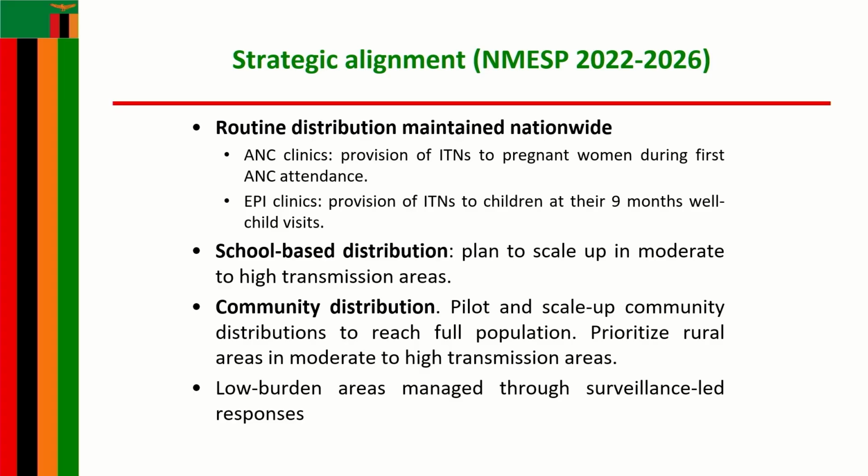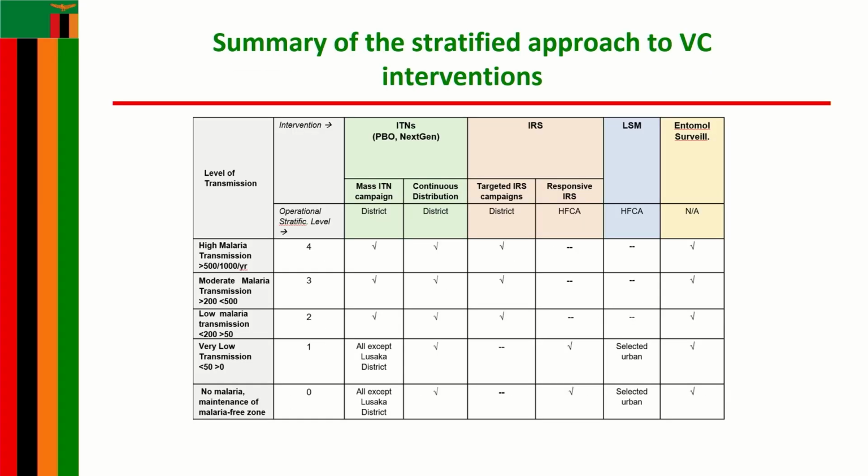The strategic plan has also taken cognizance of the fact that we need additional channels such as school and community. We've done school distribution at a very small scale in Zambia. However, we are yet to explore community distribution, probably in the next strategic plan. And for low burden areas, we are managing them through surveillance-led responses.